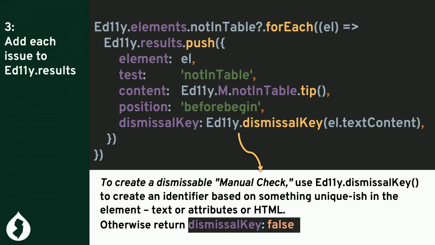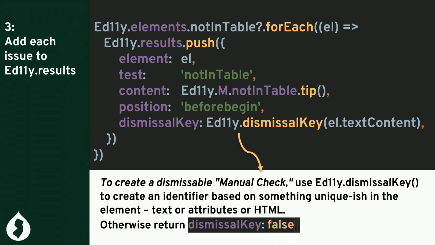And then the dismissal key. That tells you whether this is a manual test or a red alert. If you put dismissal key false, this is a red alert, it can't be dismissed. If you want it to be dismissible, you need to give editorially a string that it can use to identify in the future that this is the element that has been dismissed.